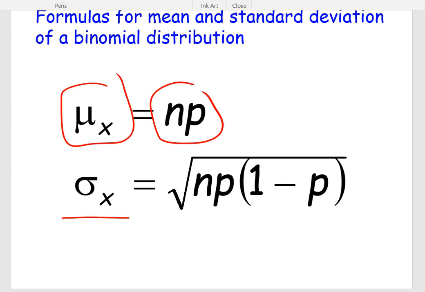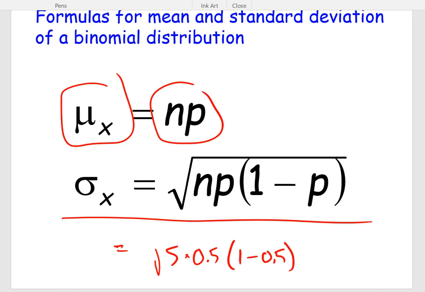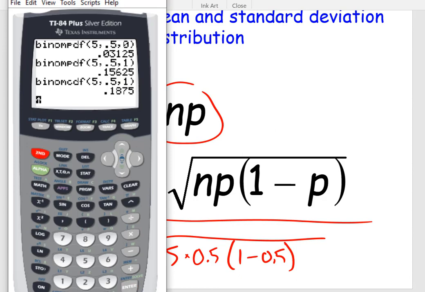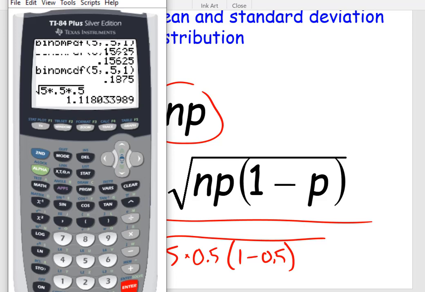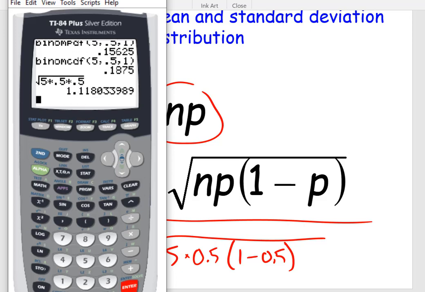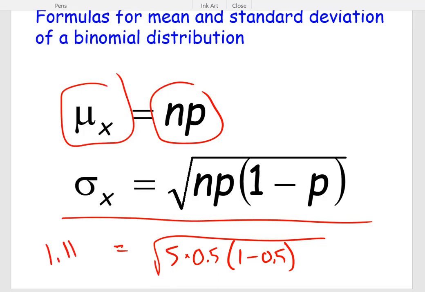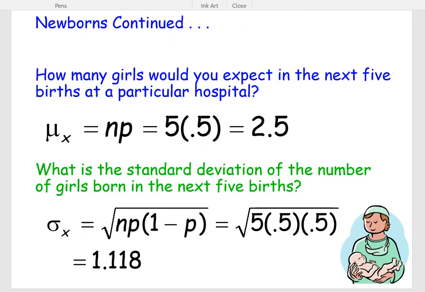And then our standard deviation is the square root of n times p times 1 minus p. So for this situation, n was 5, p was 0.5, 1 minus p will be 1 minus 0.5. The square root of 5 times 0.5 times 1 minus 0.5 is just 0.5. Gives us 1.118. So we can see the calculation worked out here.